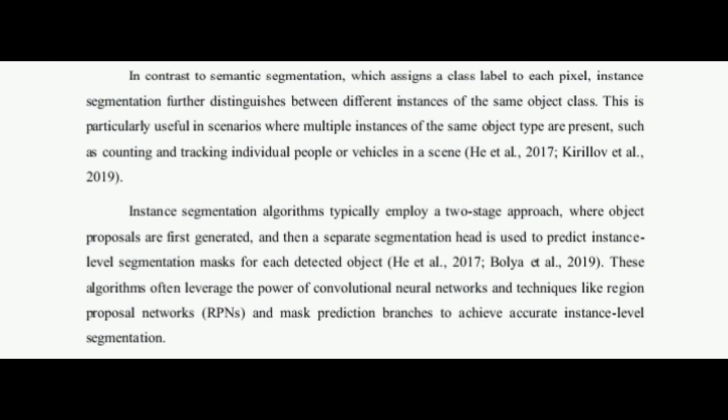Instance segmentation algorithms typically employ a two-stage approach where object proposals are first generated, and then a separate segmentation head is used to predict instance-level segmentation masks for each detected object. These algorithms often leverage the power of convolutional neural networks and techniques like region proposal networks and mask prediction branches to achieve accurate instance-level segmentation.